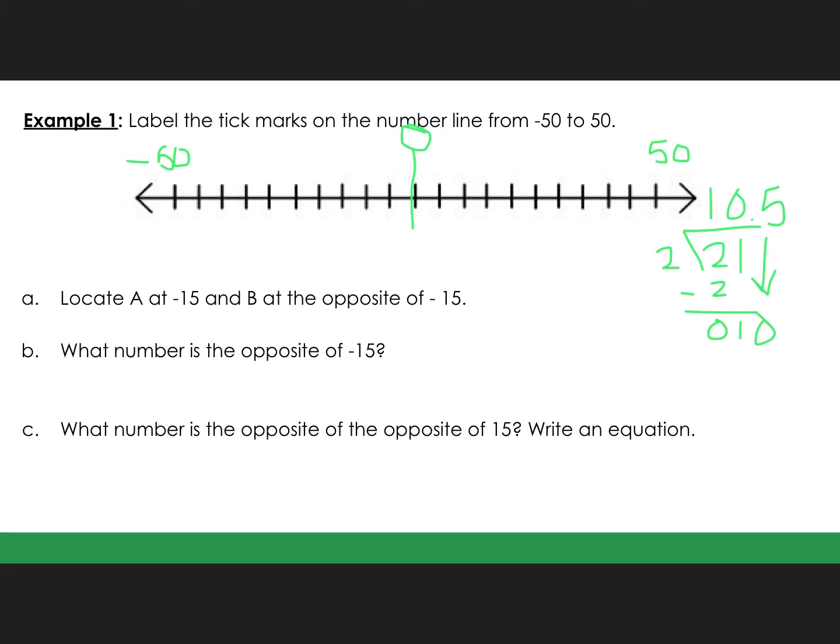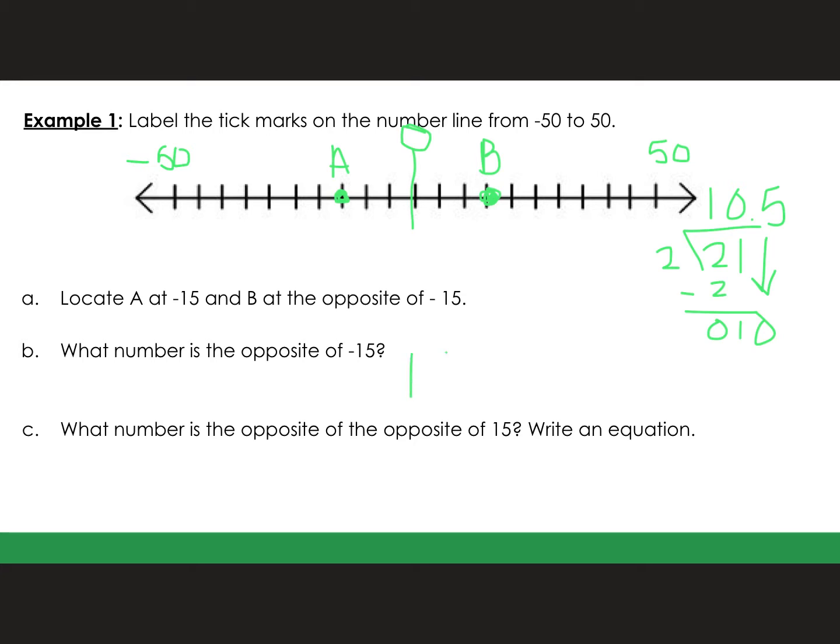Now the first question asks us to locate A at negative 15. So if each one of those is 5, I go over negative 5, 10, 15. So I'm going to put a point there and label that A. That's negative 15. So I went to the left of 0, 15. And the opposite of negative 15 is going to be on the opposite side of 0, the exact same distance away. So 1, 2, 3. I'm going to go over 1, 2, 3, and put B.